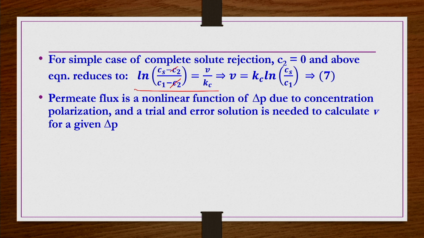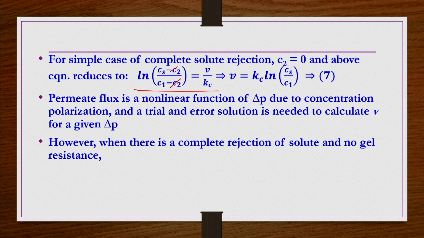Actually, if it is pure water, then water flux linearly increases with the delta P. But if you have a dilute solution which you want to purify using membranes in ultrafiltration, then the flux of the solution is non-linear. We are going to see that one also.